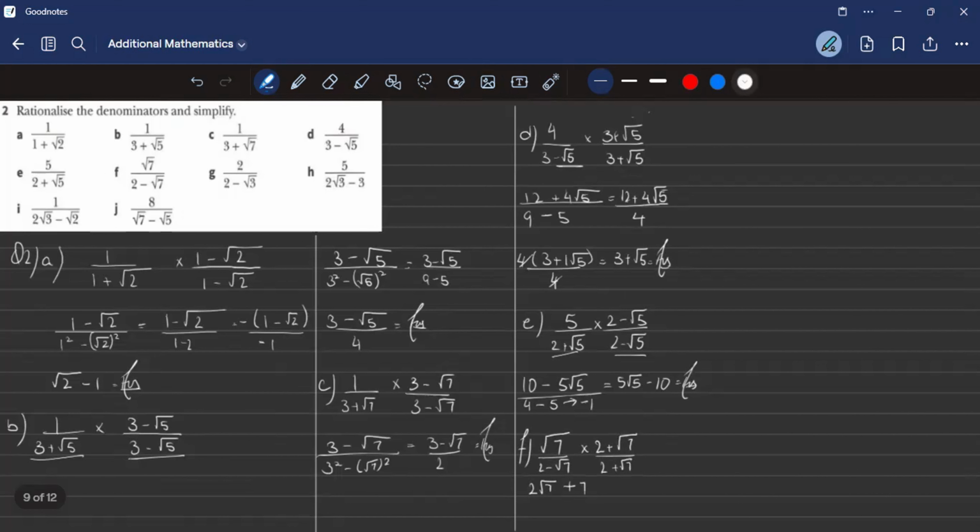It's 7 divided by, again, a plus b, a minus b. What is a squared? Meaning 2 squared is equal to 4. What is under root 7 squared? It's equal to 7 itself. So we have got 2 under root 7 plus 7 divided by 4 minus 7, which is negative 3. So 2 under root 7 plus 7 divided by 3 would be our answer. In fact, it would be divided by negative 3.